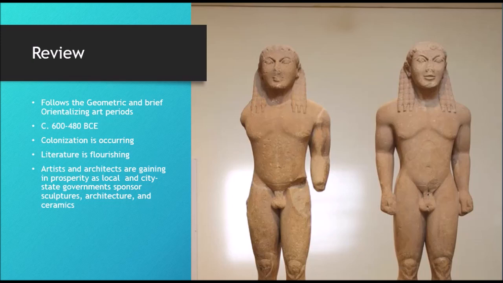We see literature is flourishing at this time, as we talked about Sappho writing her inspired poetry and Aesop creating his fables. And we finally see that artists of this time period and architects, as temples are being built and sanctuaries are being built, are gaining in prosperity as local officials and city-state governments are sponsoring the creation of sculptures. They're creating architecture. And they're also doing ceramic wares, which is another conversation.